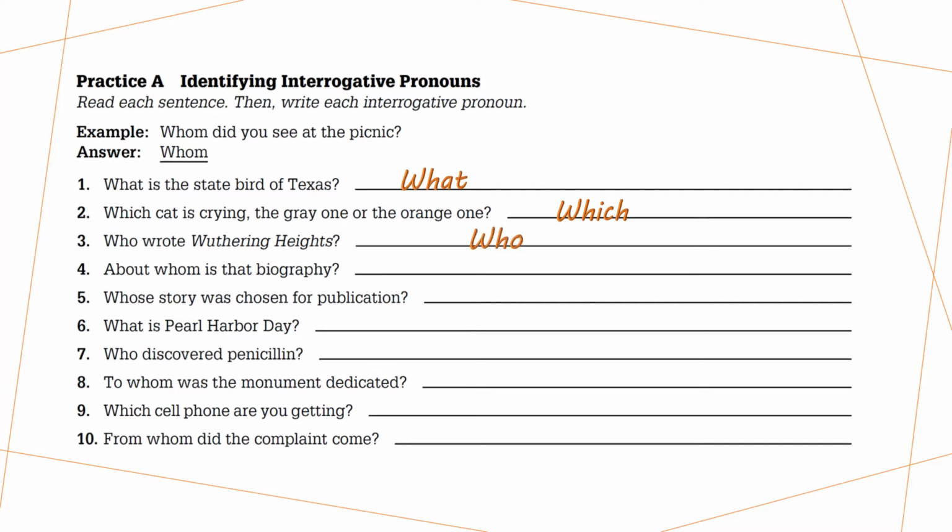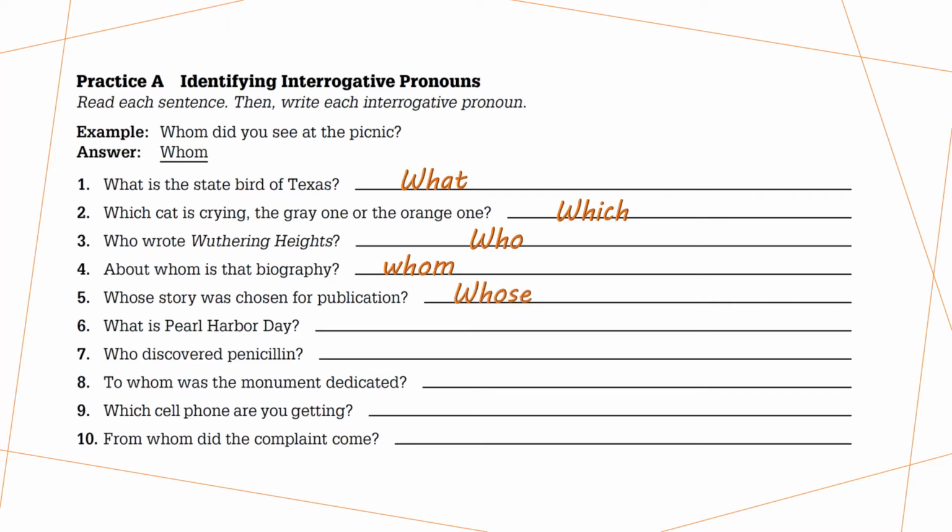Who wrote Wuthering Heights? Yes, it's who, asking for the person. And we have about whom. And another thing about whom, as I told you before, we use it to ask for people, and it is more formal than who. And when we use a preposition before whom, it is even more formal. About whom is that biography, right?